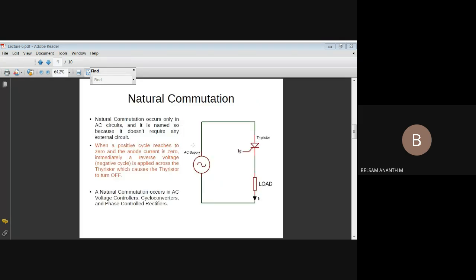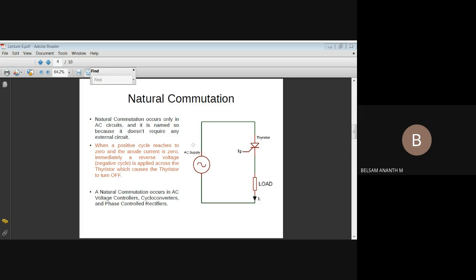Now natural commutation normally occurs in the AC circuit. It does not require any external circuit. Please see the diagram. I have a thyristor, then I have the load, which is on my output side. Then I have a supply, because here it's an AC circuit. So natural commutation always occurs in AC circuits.